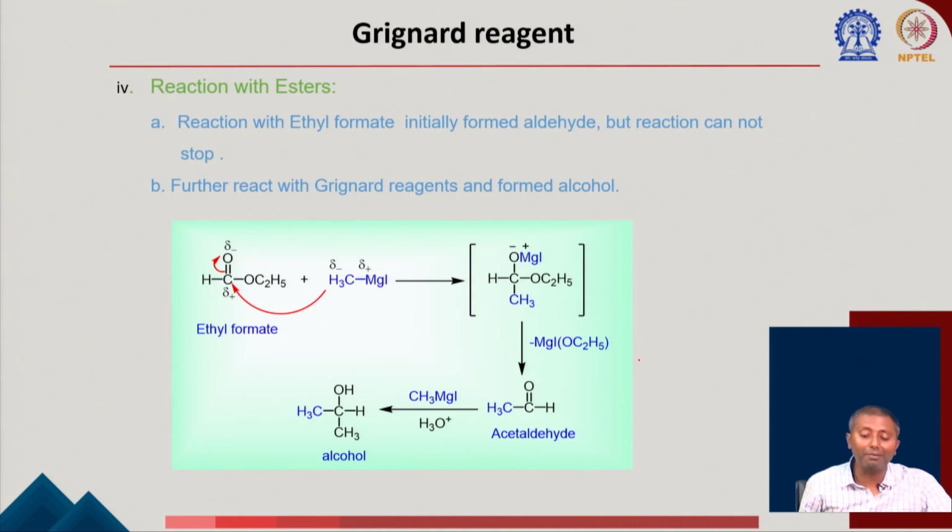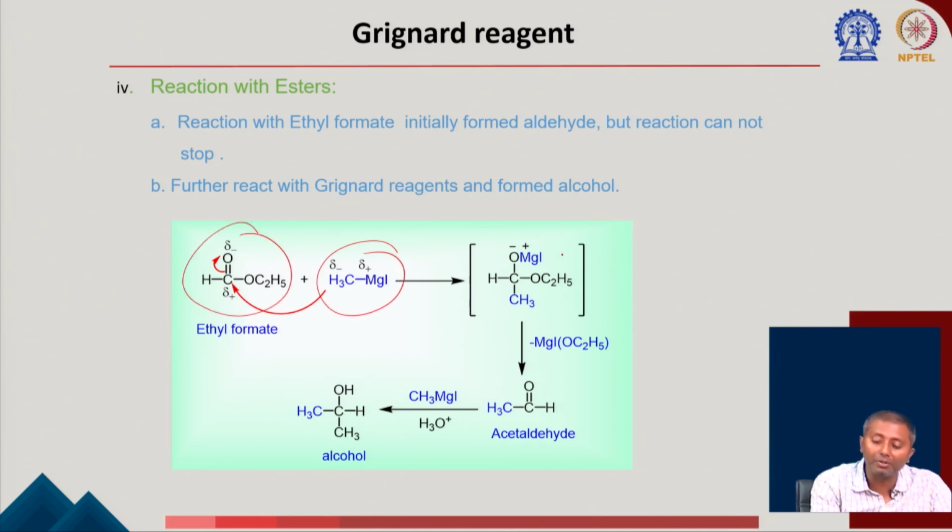Now if you have an ethyl formate, what is going to happen? So now we are talking about the reaction of a Grignard reagent with an ester. Of course, the first reaction is going to form this intermediate. This is going to get out. It is going to act as a leaving group, to form the corresponding acetaldehyde.